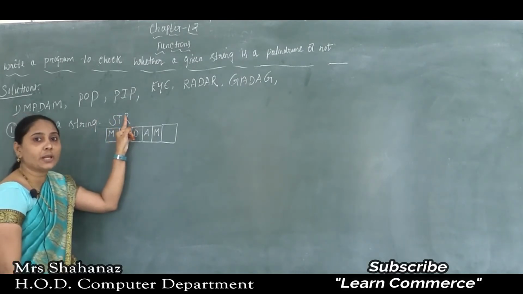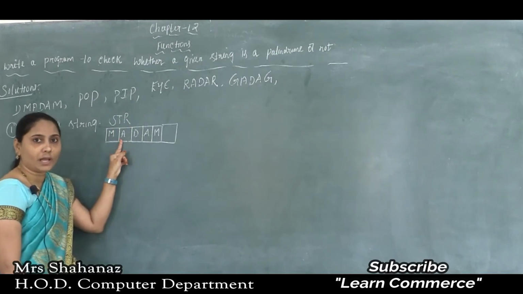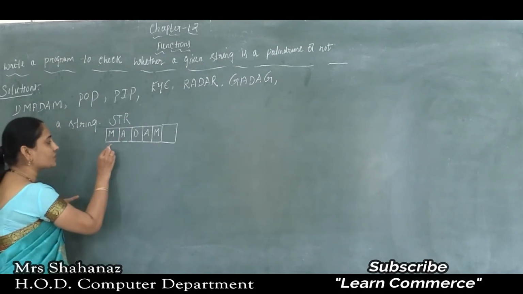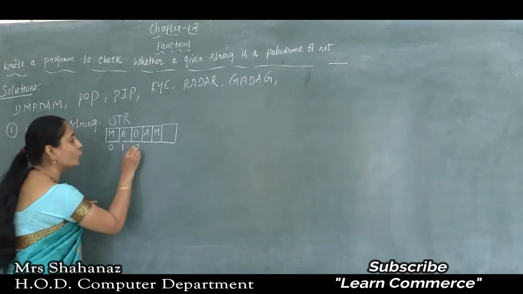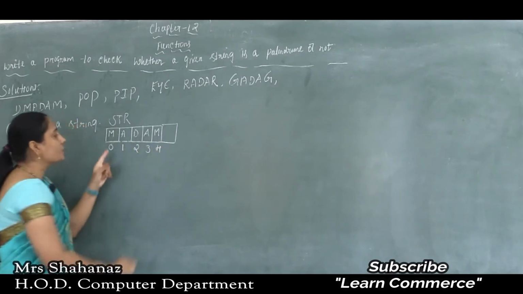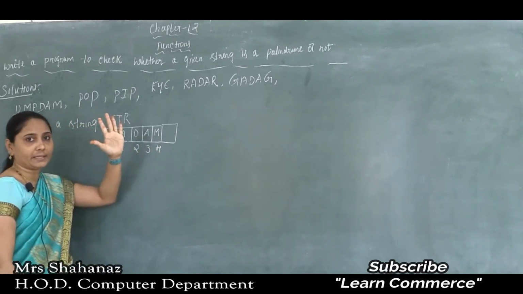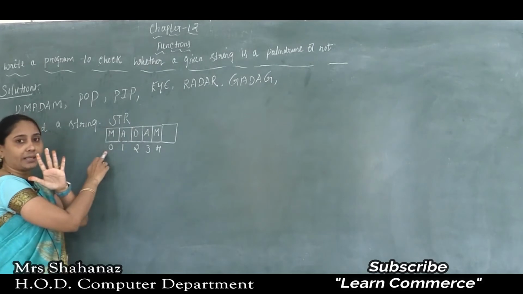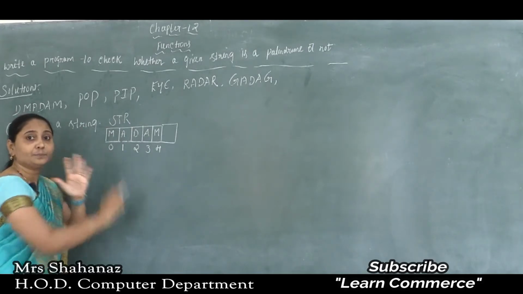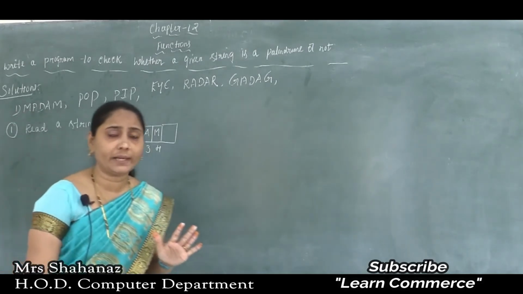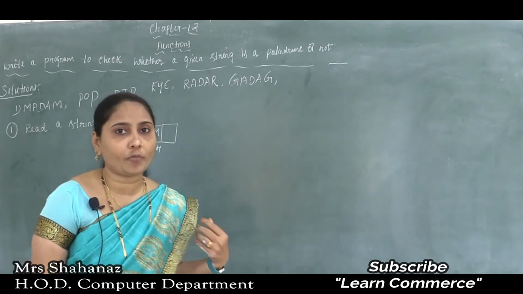The first thing I want to say here is to read a string from the keyboard and store it in memory space str. Let the string be madam. As we know, the position value is going to start from 0, 1, 2, 3, 4. Correct? So totally 5 characters are there, but the position value starts from 0, as we know that strings are calculated as a one-dimensional array of characters.